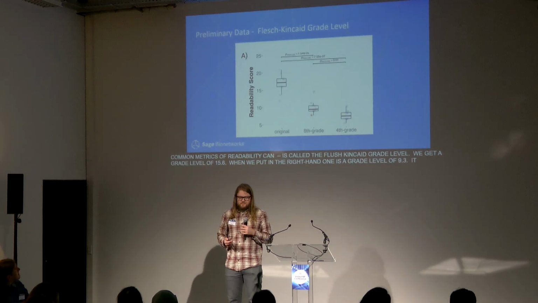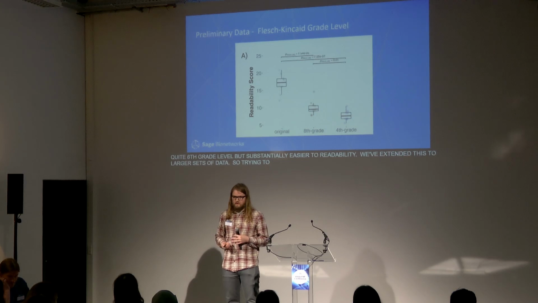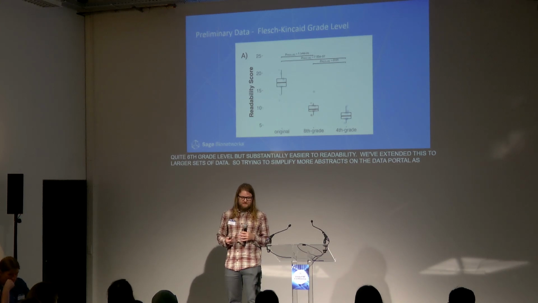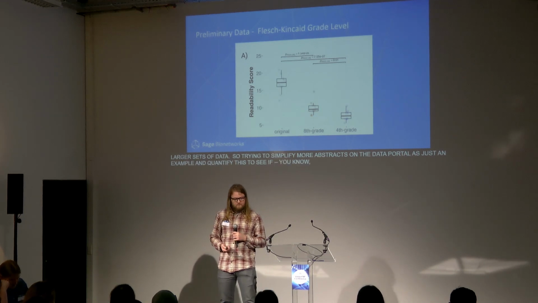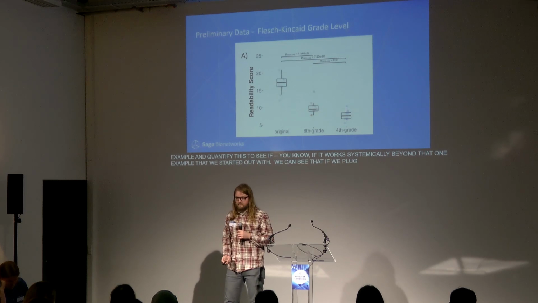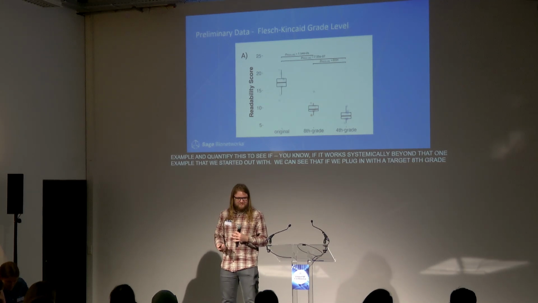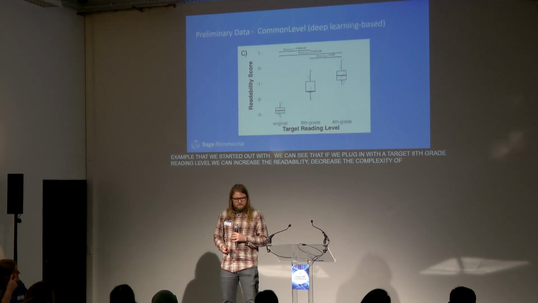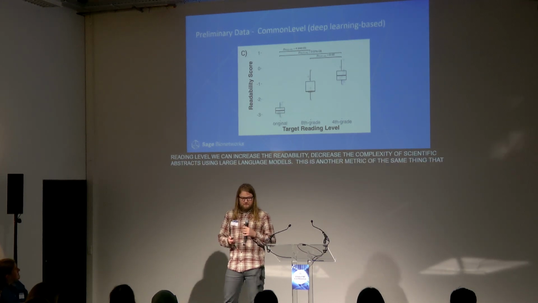And we've extended this to larger sets of data, trying to simplify more abstracts on the data portal as just an example, and quantify this to see if it works systematically beyond just that one example that we started out with. We can see that if we plug in a target 8th grade reading level or a target 4th grade reading level, we can significantly increase the readability and decrease the complexity of scientific abstracts using large language models. This is another metric of the same thing, in the opposite direction. So if it gets bigger, that means more readable.